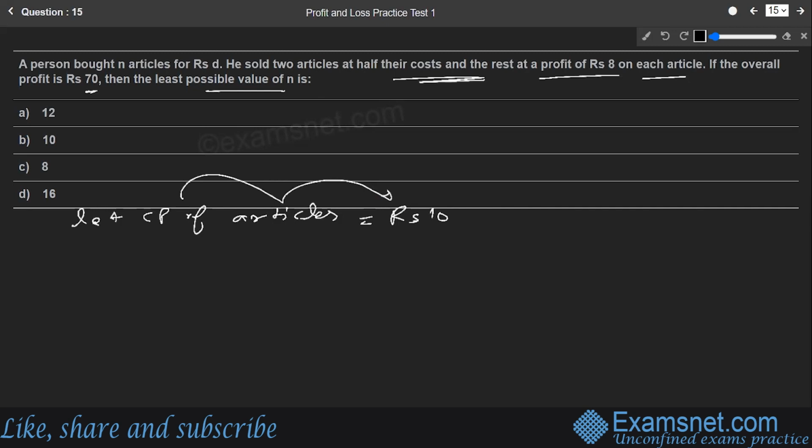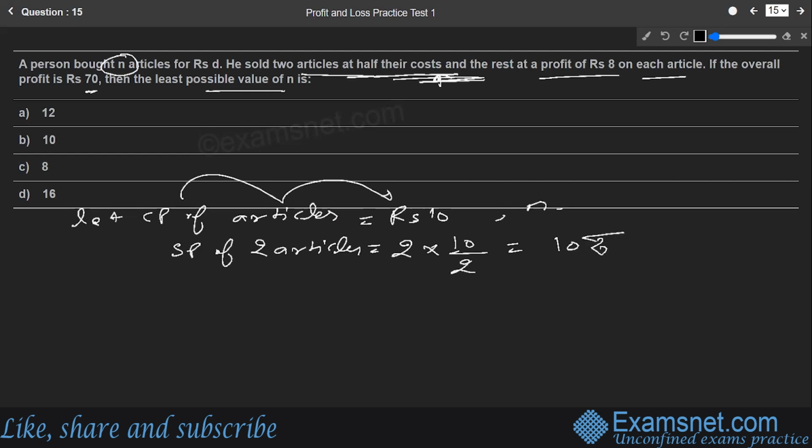Now how many articles have been taken? The person bought n articles, so n articles are there. Next, he sold two articles at half their cost. The cost price is 10, so two articles have been sold at half of their cost. The selling price of those two articles should be twice half of the cost price. Cost price was 10, so it is 10 rupees.